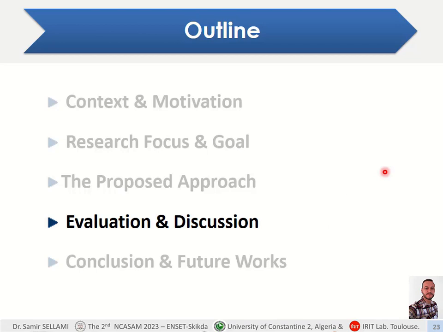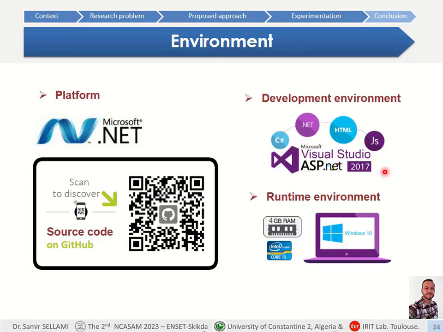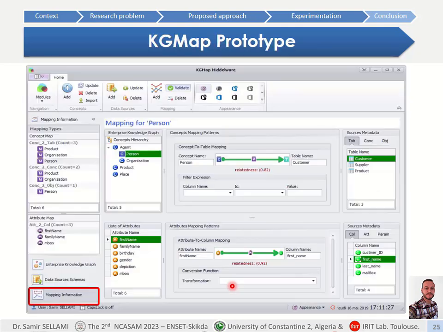So let's move now to the experimentation part. We used the .NET platform to implement our approach. We used C# and JavaScript languages in the Visual Studio environment and SQL Server database to implement the mapping schema. As a runtime environment, we used a Windows 10 machine with an Intel E5 core processor and 4 GB of RAM. And the implementation source code is publicly available. You just have to scan the QR code to access this repository.